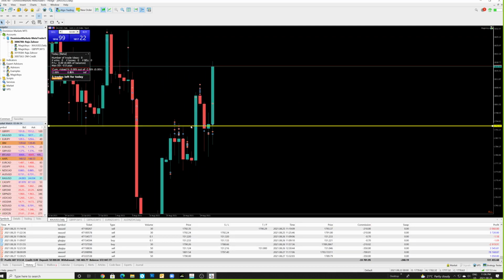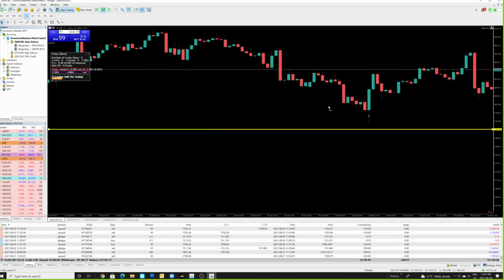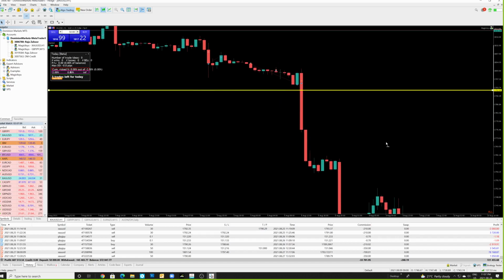So it was this one right here, right? 1792. Price was trying to break above. Was it this one? No, wait. Oh, yeah, that was the sell. Okay, hold on. What I was looking at was the earlier trade.